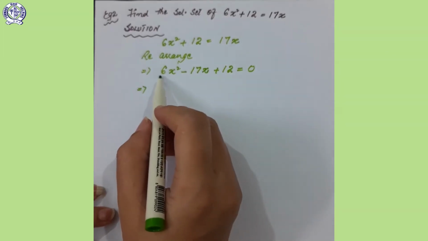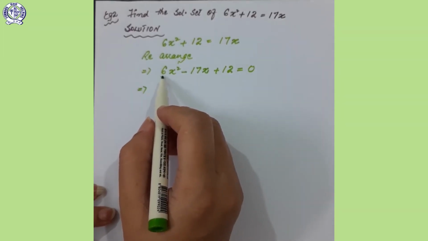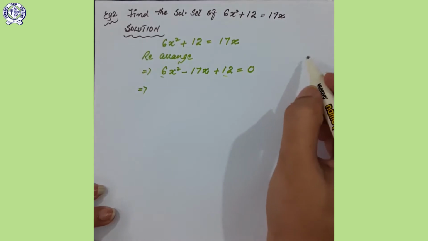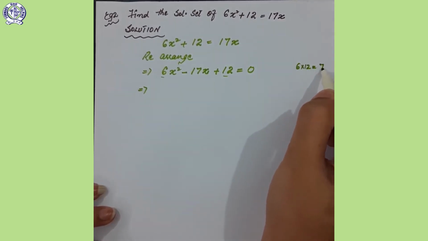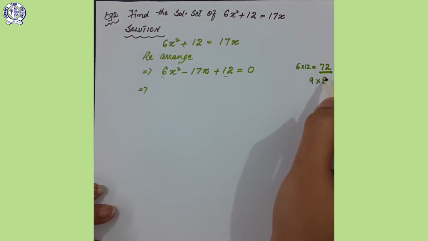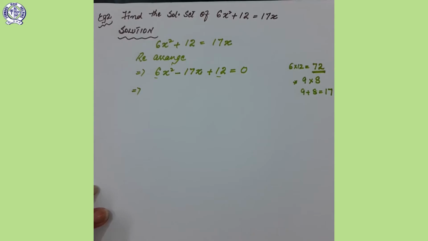You can see there is a coefficient given with the first term, 6. 6 into 12, first you'll multiply these two. 6 into 12 is 72. You will make the factors of 72. So two factors are 9 into 8 is 72 and 9 plus 8 is 17. So the two factors are 9 and 8. So break the middle term.